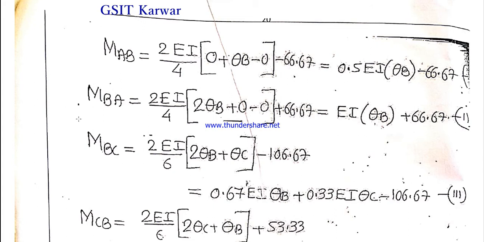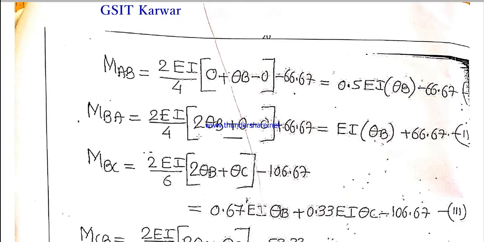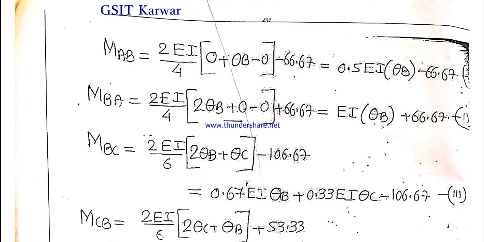Similarly, calculating for span BA, the equation is different. For AB and BA it is different. The only difference is that here it is 2 theta A and there it is 2 theta B, nothing else. Last class we discussed this; you can open that and recall once again. You can use the direct formula for calculating slope deflection moment.